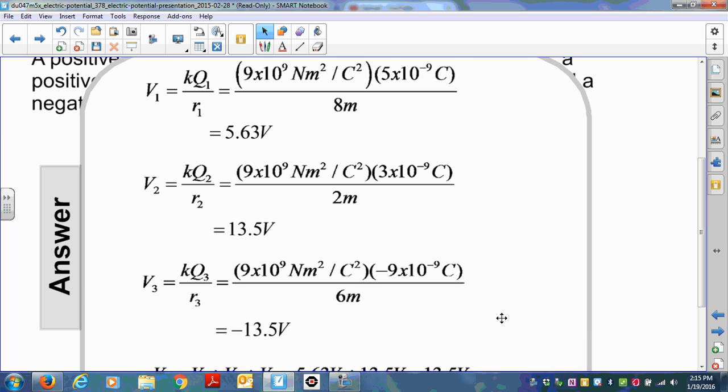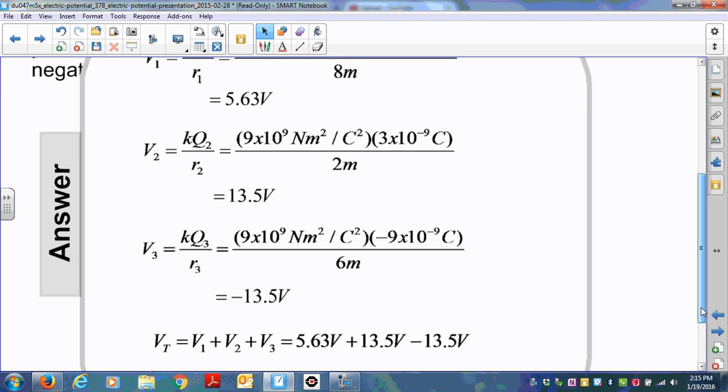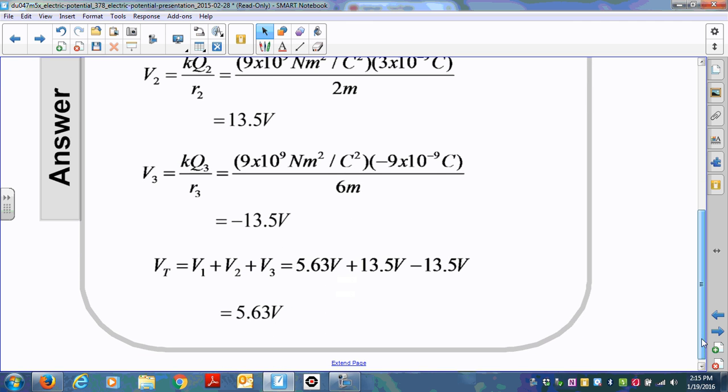Okay, so let's go through this solution. V1 is equal to kQ1 over r1. Substituting in our numbers, we end up with 5.63 volts. V2 is equal to kQ2 over r2, which ends up giving us 13.5 volts. V3 is kQ3 over r3, which ends up giving us negative 13.5 volts. When we add all three voltages together, we end up with 5.63 volts.